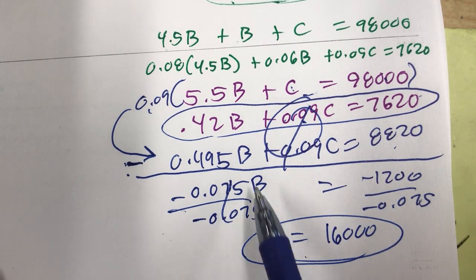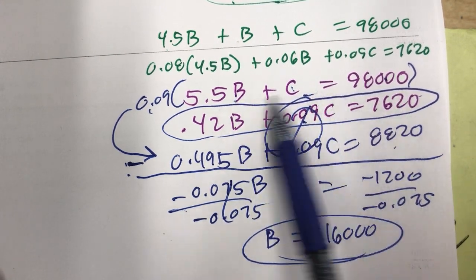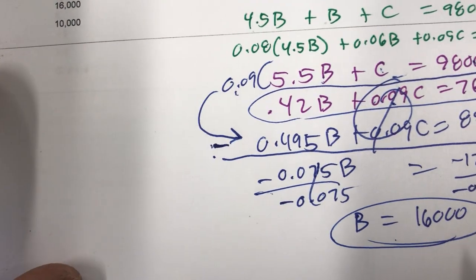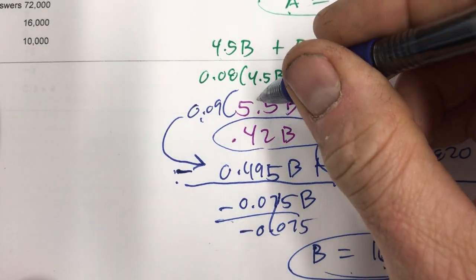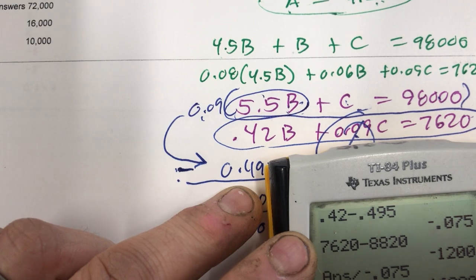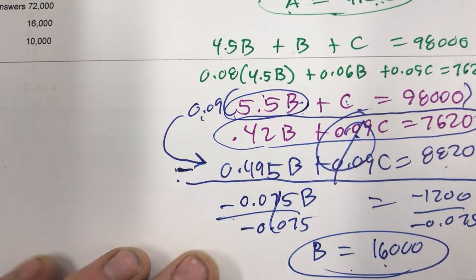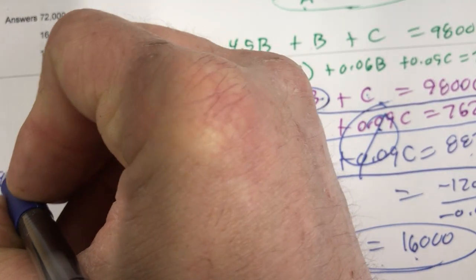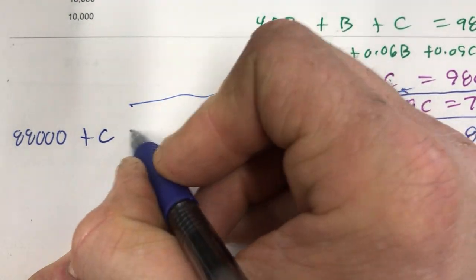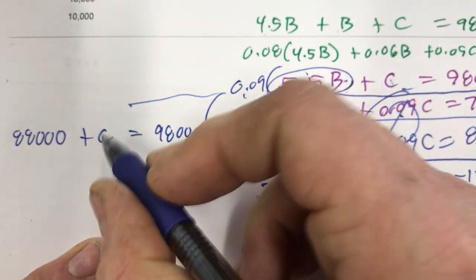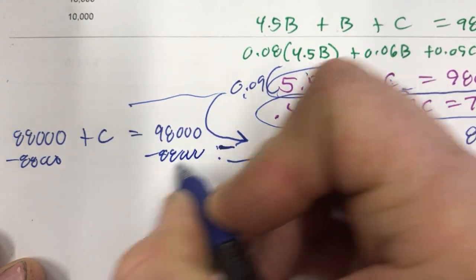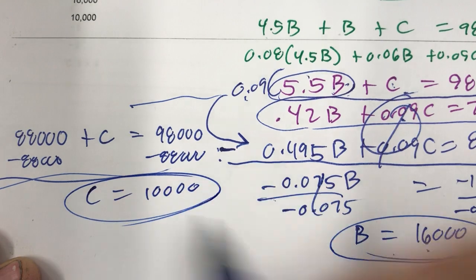Now we take 16,000 and put it up here for B and figure out what C is. All right. So tell you what, let's just come this way. I'm going to put 16,000 for B right there. So 5.5 times 16,000 is 88,000. So I'm going to write this over here. 88,000 plus C equals 98,000. Okay, well I think that means C is going to be 98,000 minus 88,000, which is 10,000. There you go, there's C.